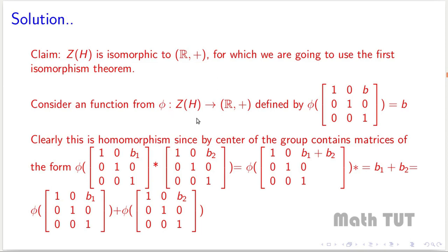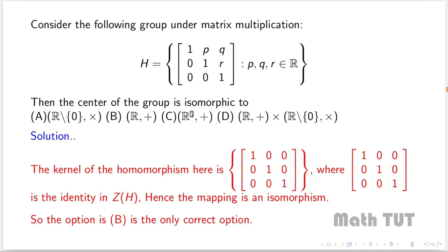The result is that Z of H by the kernel of phi is isomorphic to the image of Z of H. In this case the kernel of phi is the set containing the identity alone. So you get Z of H is isomorphic to R plus. It is enough that we have already shown the kernel of phi is the identity, so this is an isomorphism. That is the first question, and the answer for that question is option B. The only correct option is B.